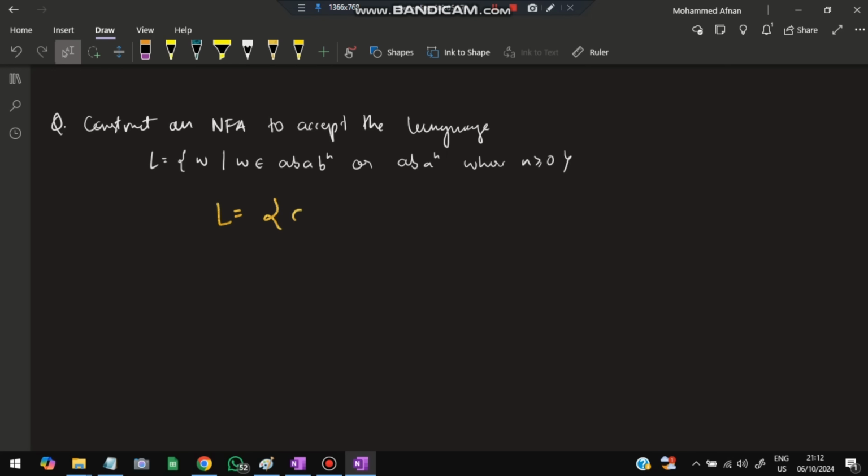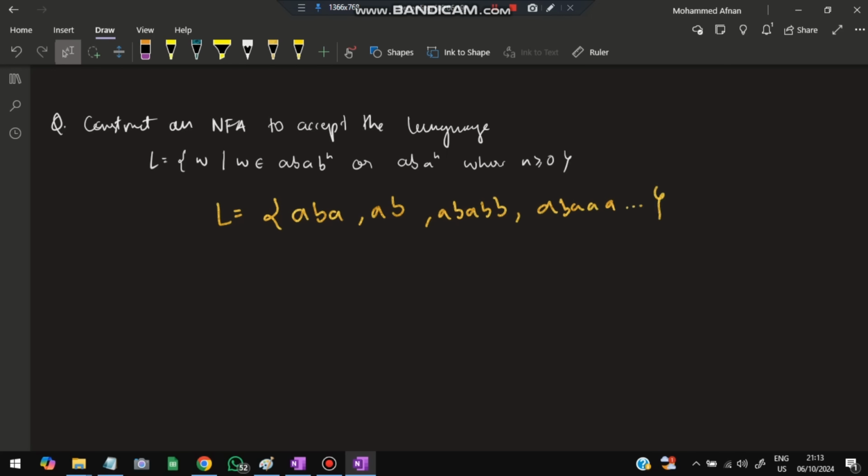The least string in the language can be ABA. B power N, I can take N as 0 and it will be gone. Or also I can take AB. These are the two least things which are present. Right? So these are the two least things, and after that I can have A, B, B and so on. And here I can have A, B, A, and so on.